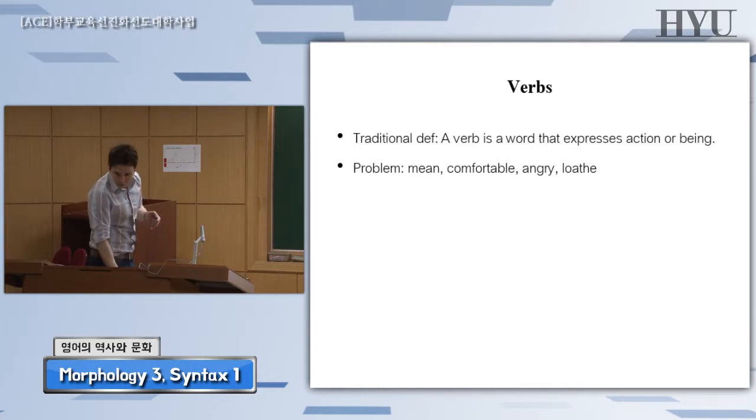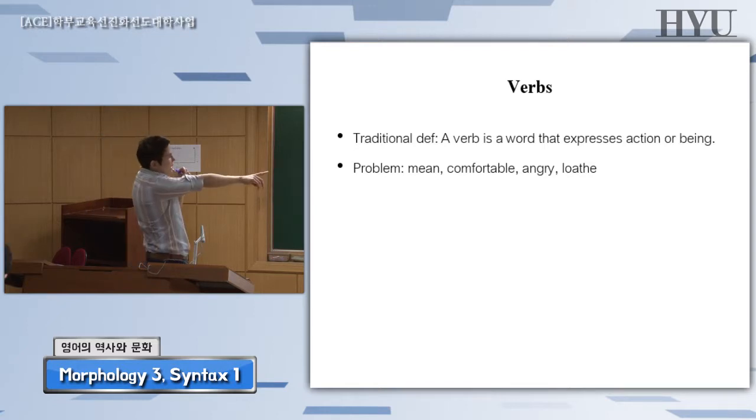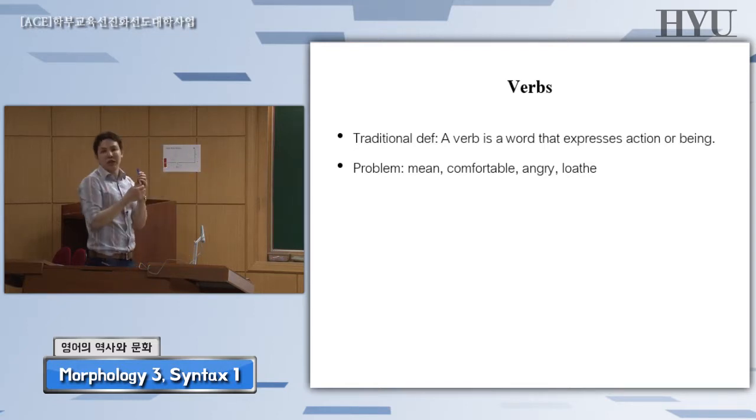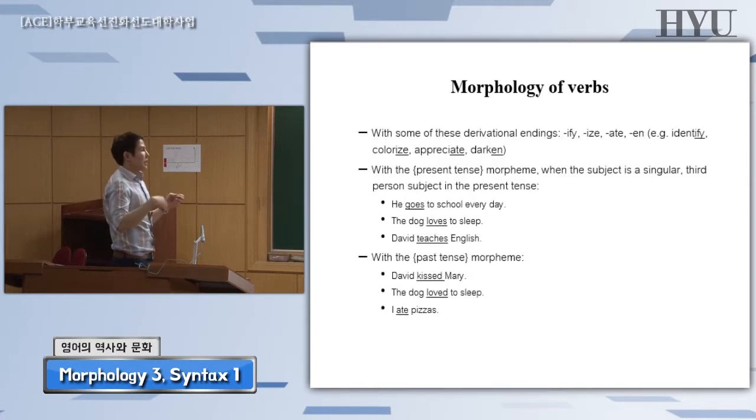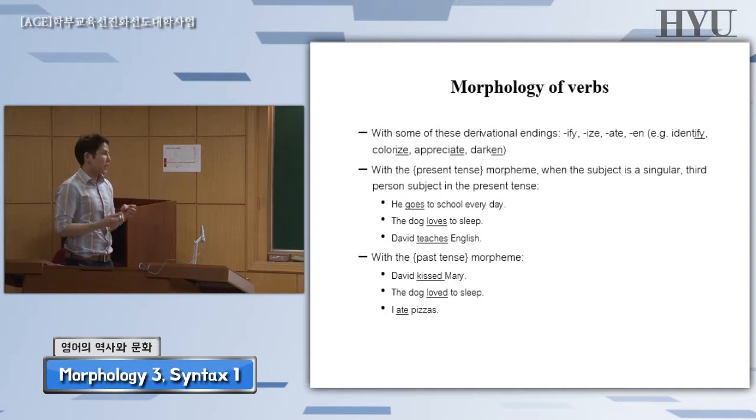Okay. So loathe, for example, is your emotional feeling, right? Your feeling, but it doesn't get included in the definition, and yet it's a verb. So the traditional definition has a problem. Then we need some other criteria to help us.